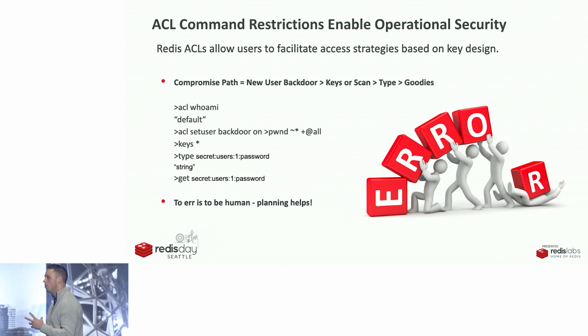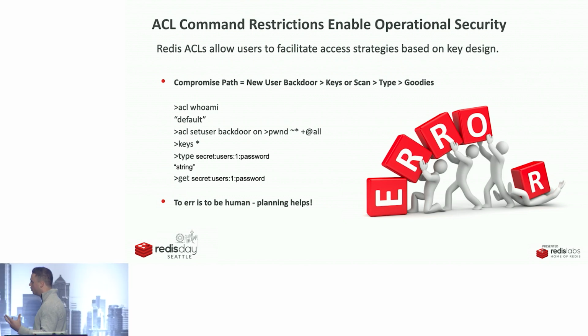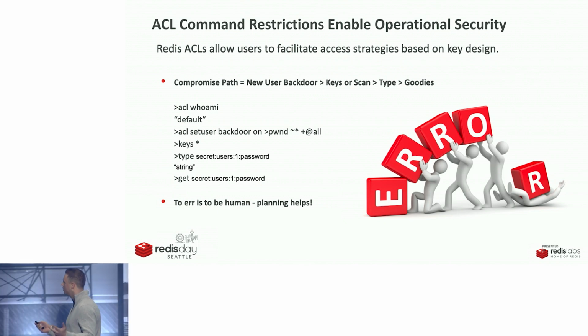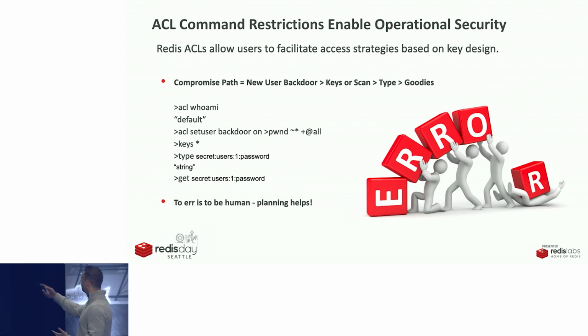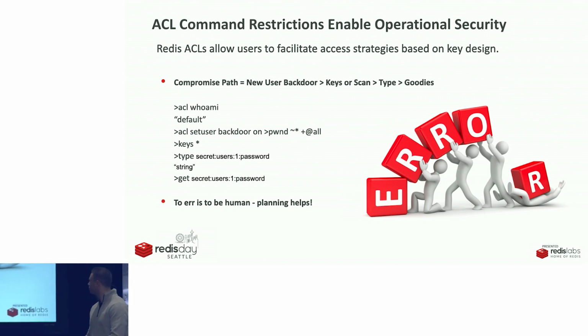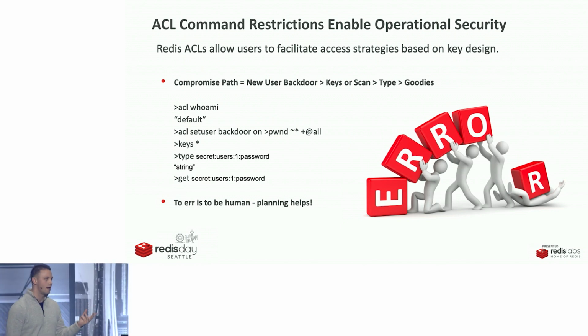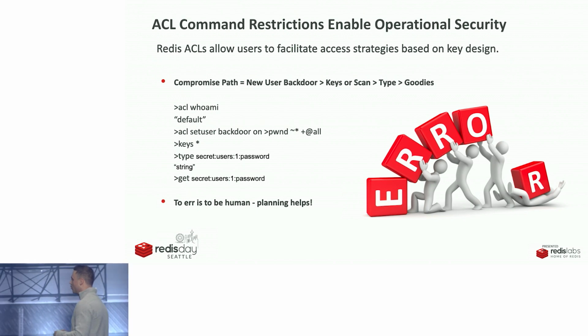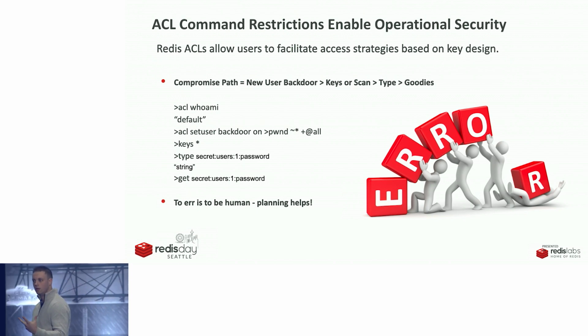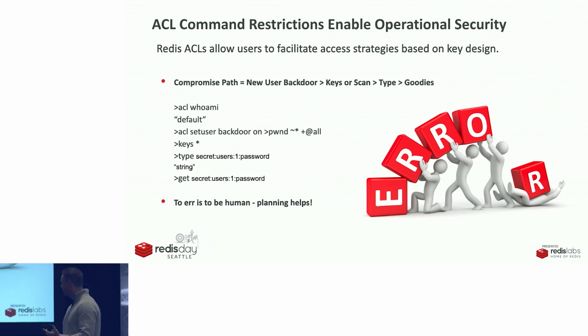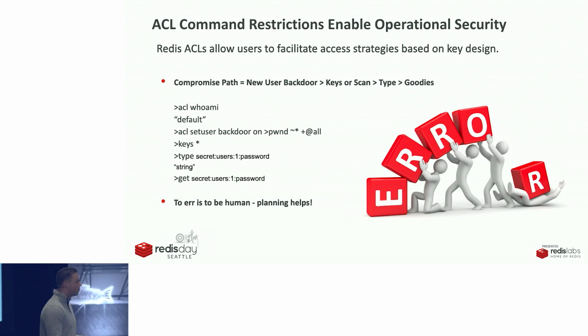But as an attacker, my compromise path would very simply be to add a new user, check what user I am. Here you can see I'm the default user. Set a user. This user is now the backdoor user with the password pwned and access to all keys. I would then run a keys command or a scan and see all of the keys. I would then check the type of those keys, and then I would have access to the actual data. So that would then be the goodies.